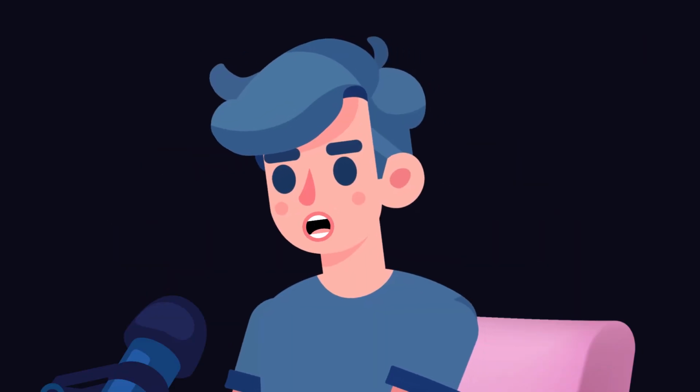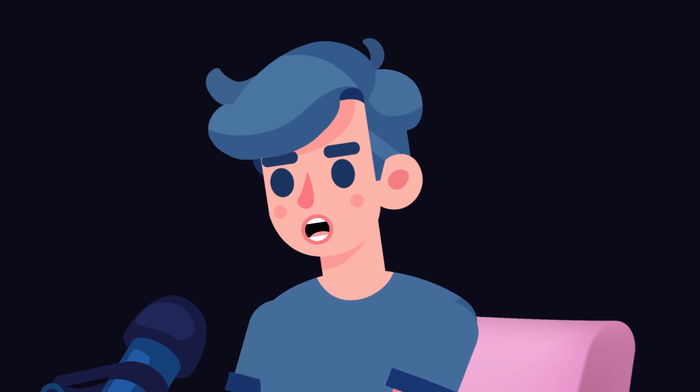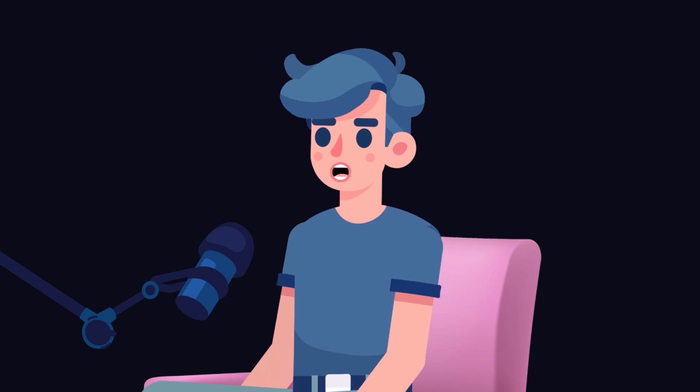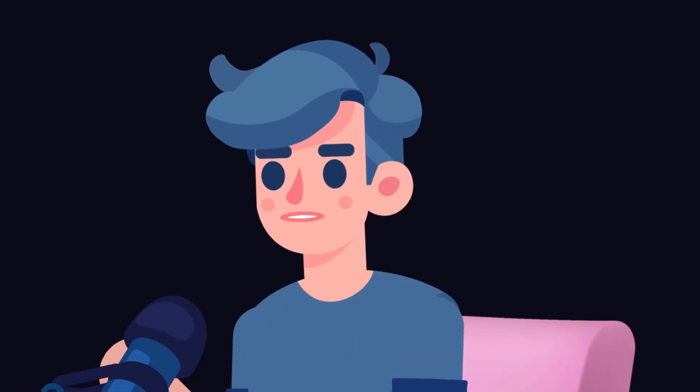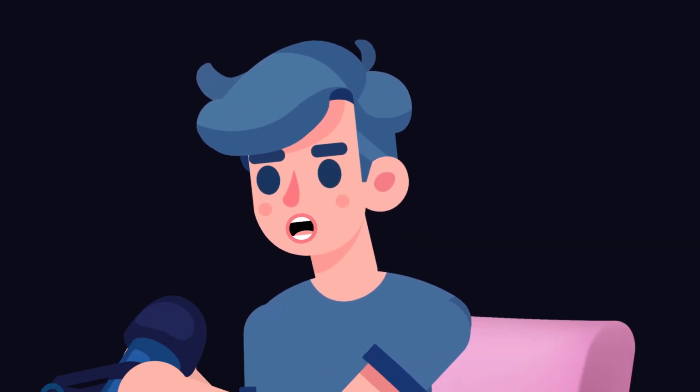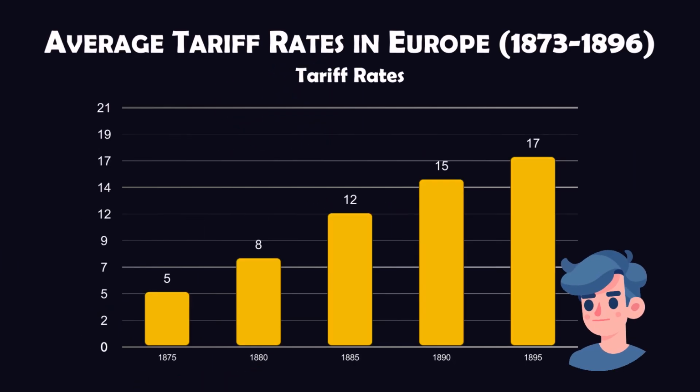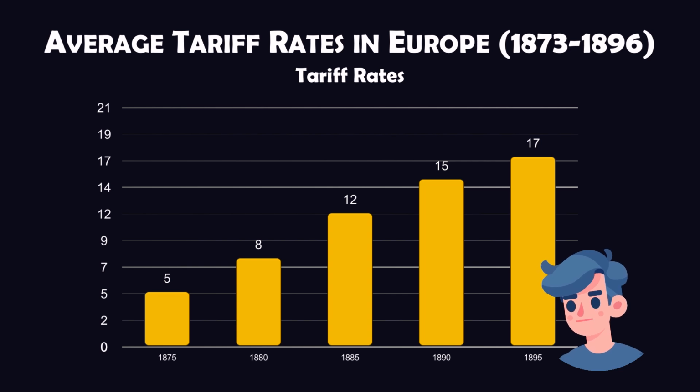Question: in what ways did industrial contraction impact the labor force during the Long Depression? Answer: industrial contraction led to widespread unemployment, reduced wages, and harsh working conditions, fueling labor discontent and strikes. Examining Europe, the Long Depression's effects reached trade policies. Many countries adopted protectionist policies, increasing tariffs to protect domestic industries from foreign competition.